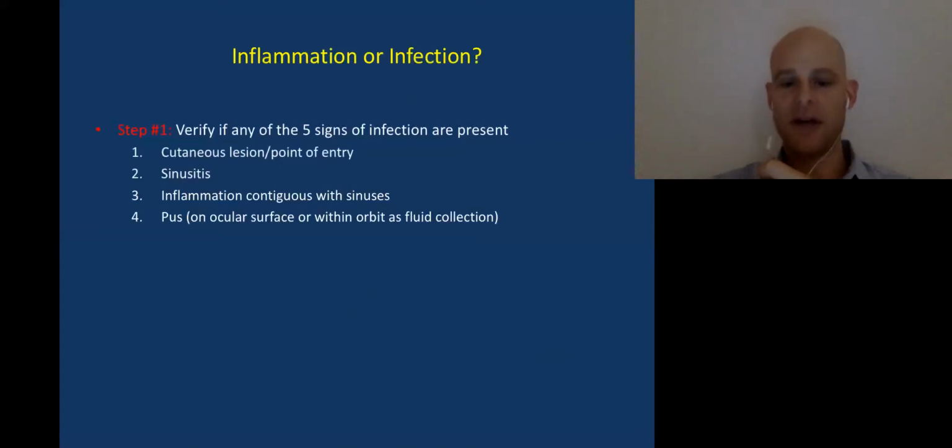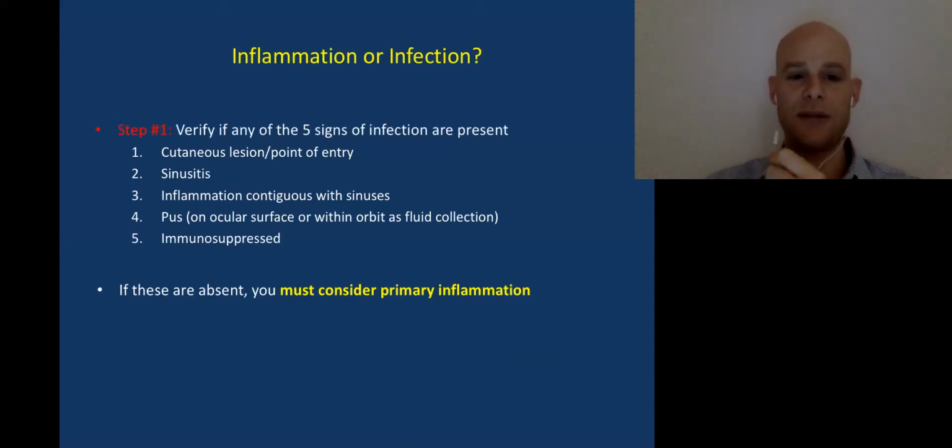Is there pus, either on the surface of the eye, which you can see, for example, in cases of very rare documented bacterial infectious dacryoadenitis, or is there pus within the orbit itself, which is obviously a classic sign of an infectious process? Is the patient immunosuppressed, which is always a red flag? So diabetics, chemo, AIDS, you name it. If all of these 5 signs are absent, you have to consider primary inflammation of the orbit. So if a patient walks in with dacryoadenitis or myositis or fatty inflammation, and none of these 5 signs are there, it behooves you to think about inflammation and not just consider infection.